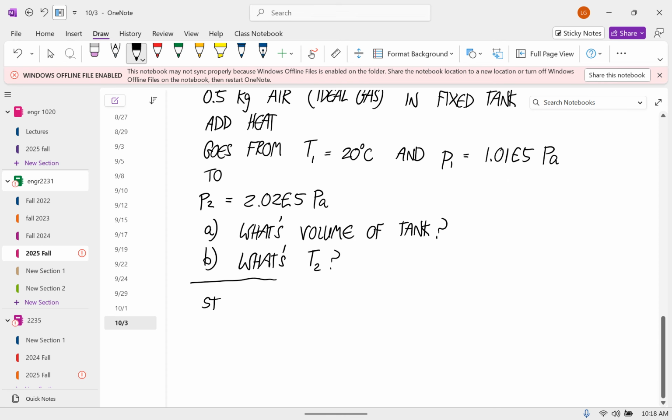Well, at state one, we can use the ideal gas law. We're given that we have a pressure in SI units of 1.01 times 10 to the fifth times the specific volume is equal to R times the temperature. Notice that in the ideal gas law, the temperature does not appear as a difference. So we have to convert temperatures always to Kelvin. So we're starting at 20 degrees Celsius. In Kelvin, that's 293 or 293.15.